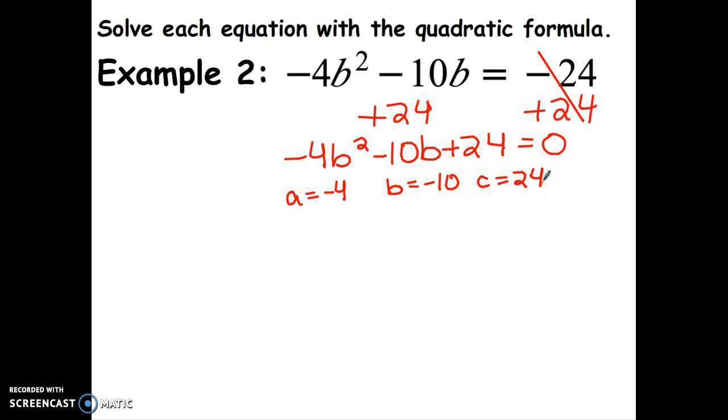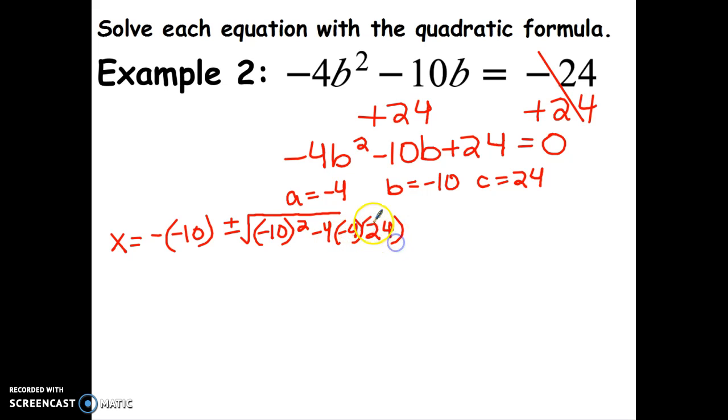Now we're going to continue through just like we did in the last 2 examples. The only thing that was different was what we ended up doing at the beginning, adding the 24. So x equals -b, which is -10. There's the negative in the formula, and here is the b value, which is -10, plus or minus the square root of b squared minus 4. a is -4, c is 24, all over 2 times a, which is -4.